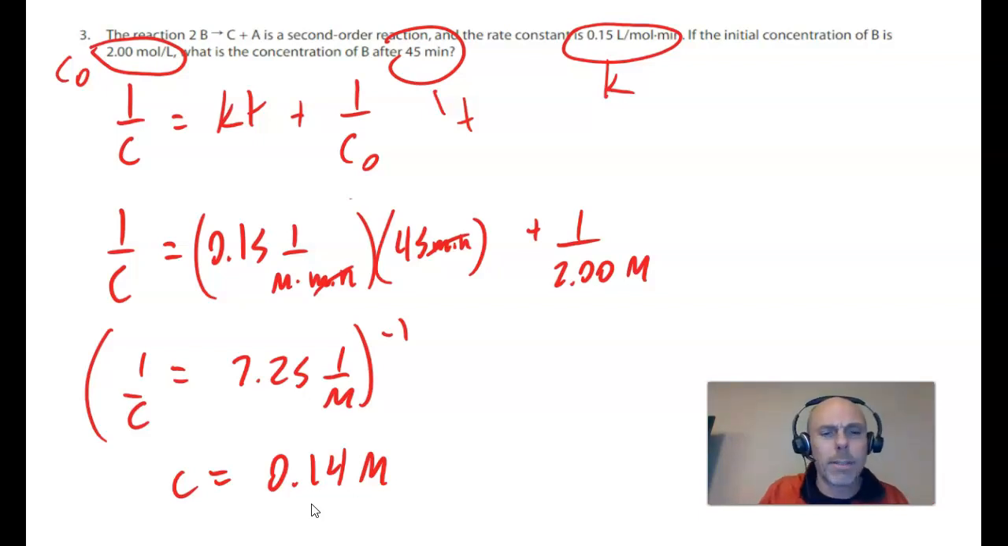Just want to check to see if that seems to make sense. It started at 2. Quite a bit of time has elapsed. This is the decrease in the concentration over time. Makes sense to me that it might be that low after 45 minutes. So there's our final answer.